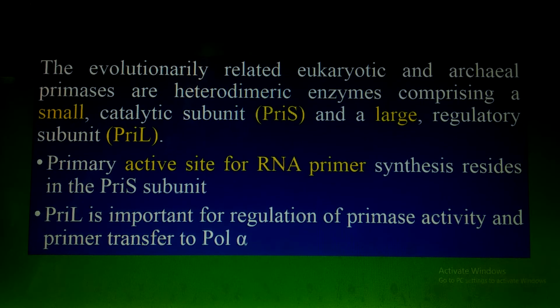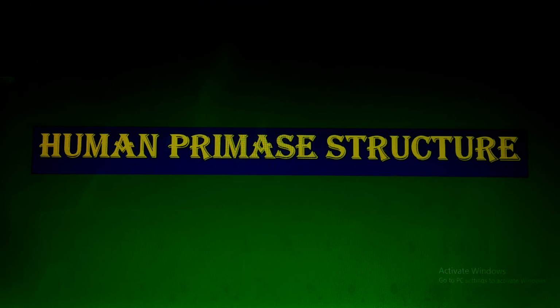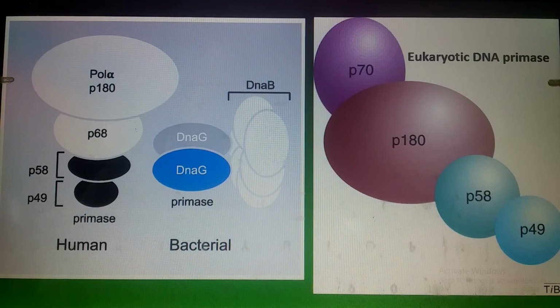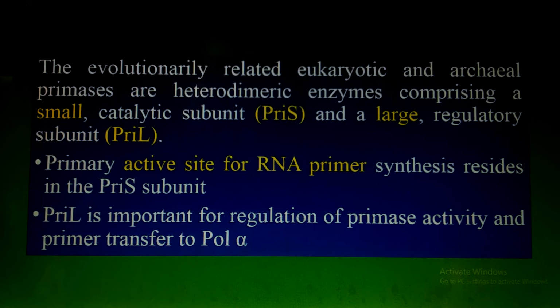The active site for RNA primer synthesis resides in the primase S subunit. Is it clear? S subunit means small subunit. So the RNA primer is synthesized in this small subunit. Okay. Now the second one is the large subunit. It's important for the regulation of primase activity and primer transfer to the polymerase alpha. Is it clear? Okay, that is very interesting.